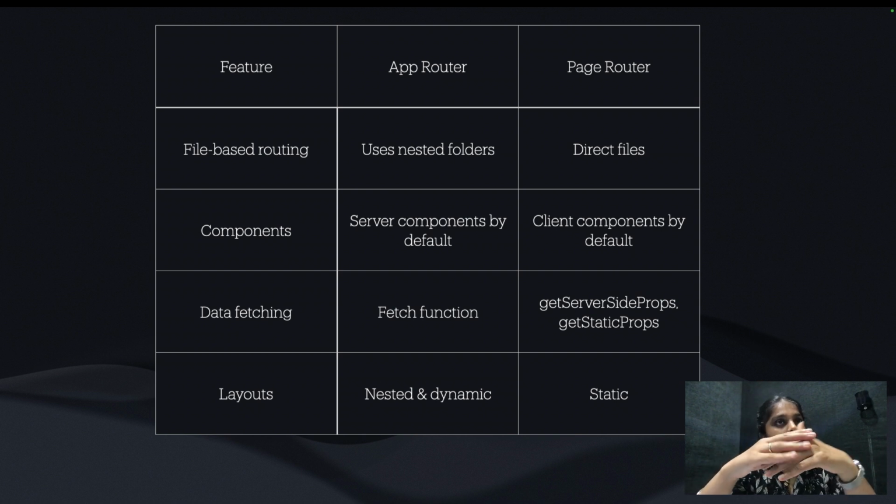For data fetching in the app router, we have the fetch function. And if I talk about layouts, in the page router we have static layouts, very simple ones. But in the app router, we have nested and dynamic layouts, which are very useful for complex projects, and we can utilize those features.